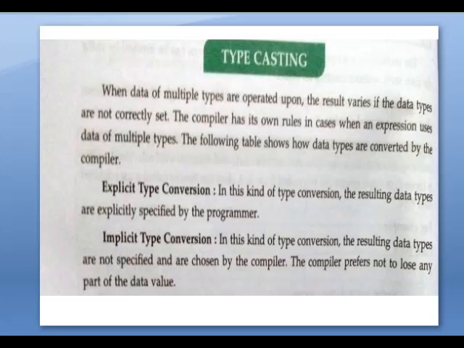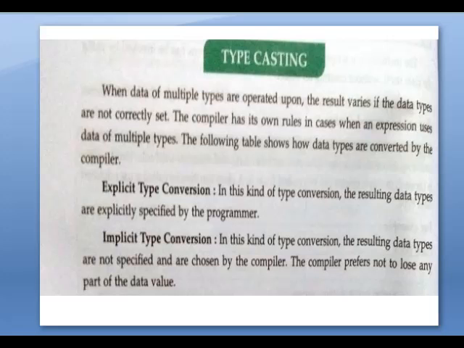So in explicit type conversion, the user is able to convert the data type according to their choice. But in implicit type conversion, we cannot change the data type. The compiler will automatically change the data type to the one with higher priority. That is called implicit type conversion.